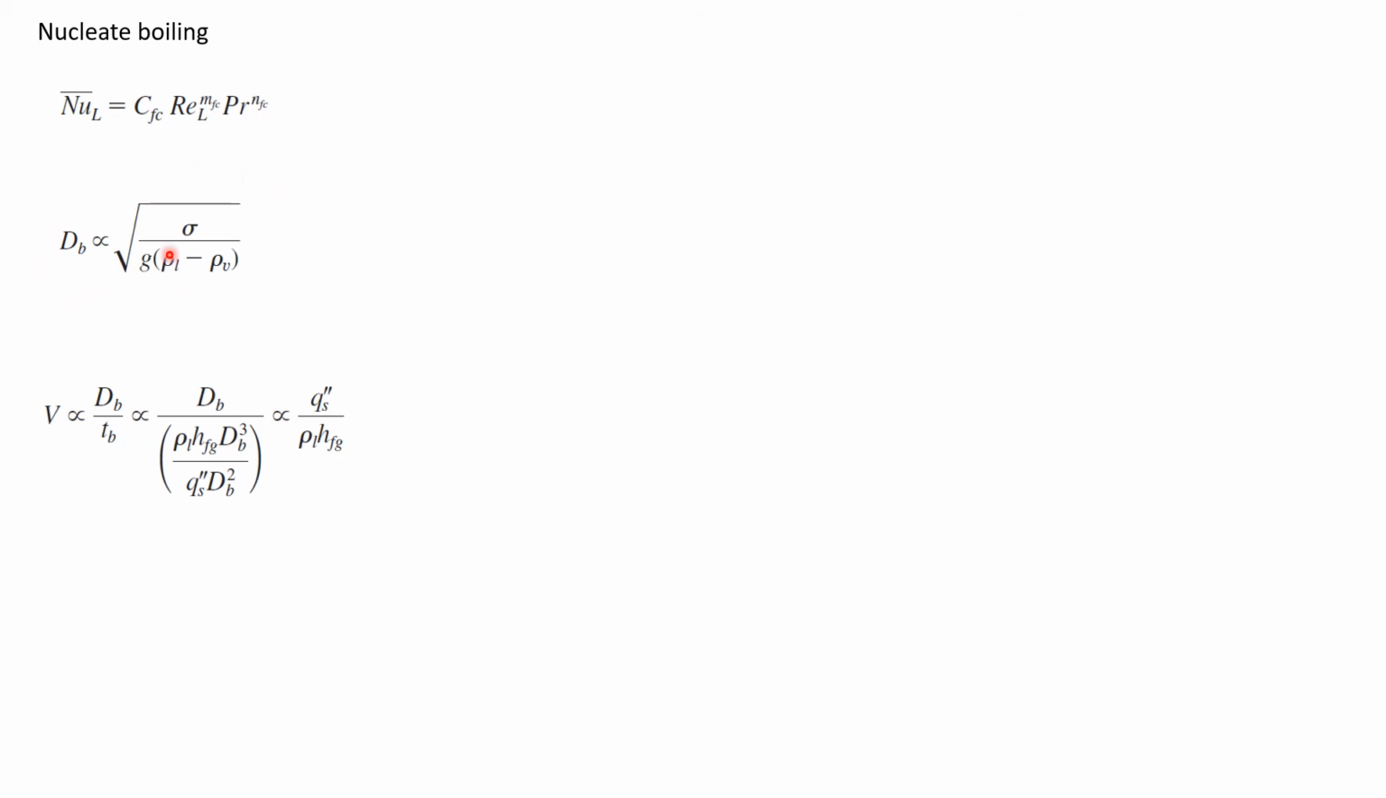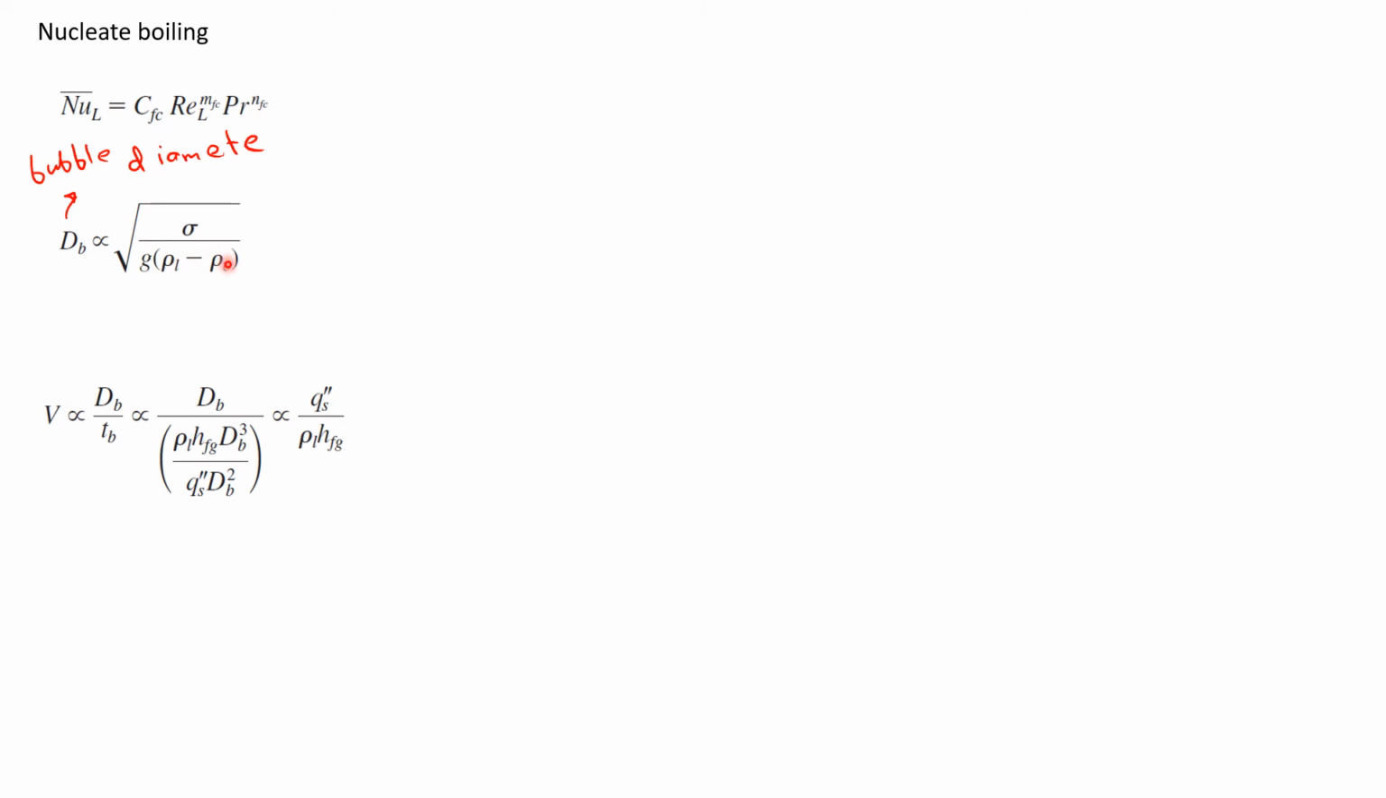Now let's move on and look at the appropriate length scale which we must consider for such problems. For boiling problems, we look at the diameter of the bubble. So d_B here is the bubble diameter, and it's proportional to the square root of sigma divided by g times (rho_L minus rho_V). So sigma here is the surface tension of the liquid, rho_L is the density of the liquid, and rho_V is the density of the vapor phase. Now where did we get this proportionality from?